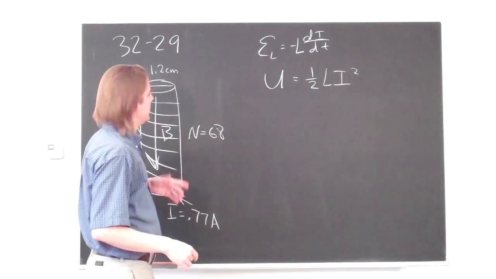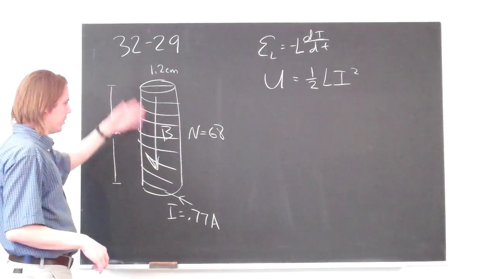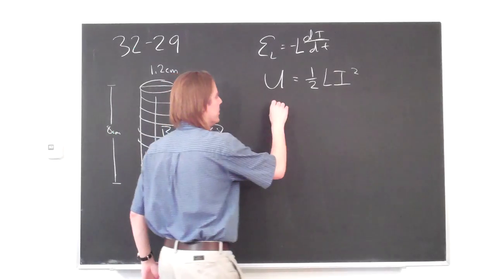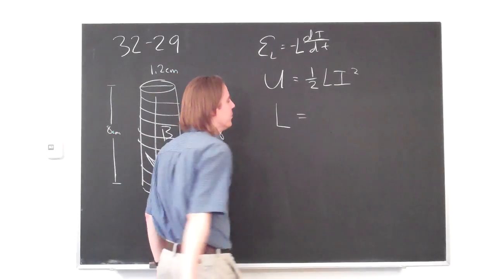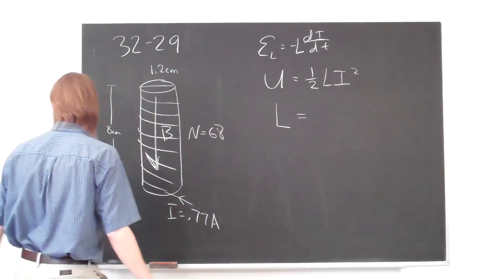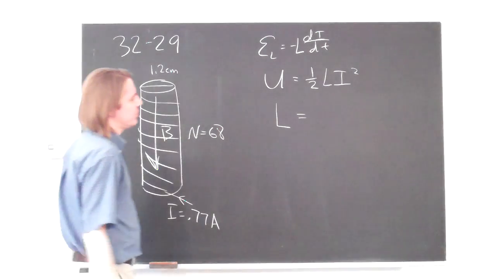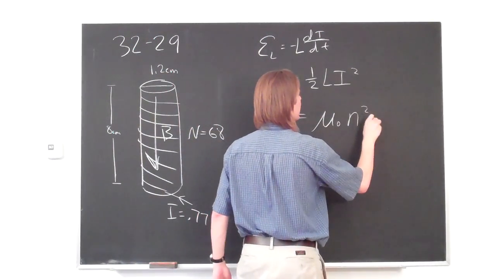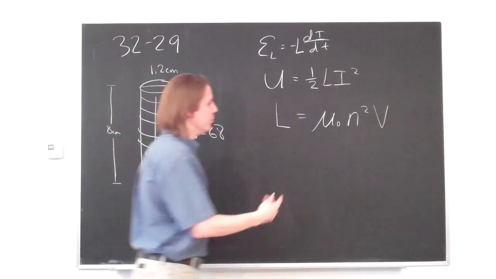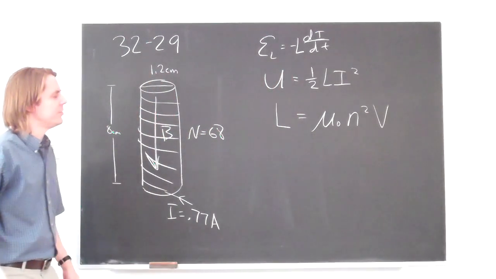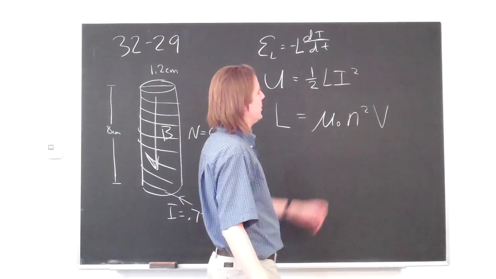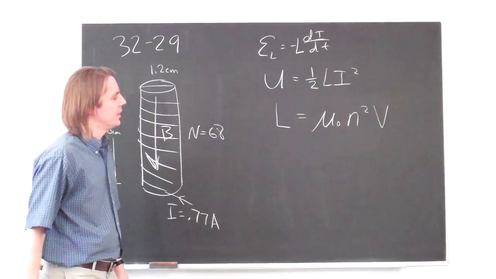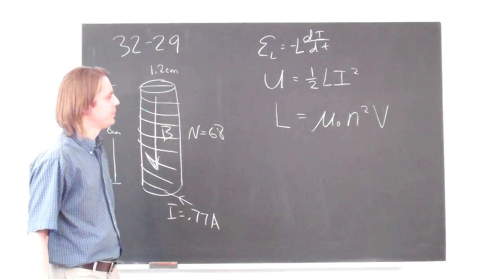So now we just need the inductance of this geometry. Well, if it's an ideal solenoid, that's one of the equations you definitely want to memorize for the test. The inductance of an ideal solenoid, you can write it a bunch of ways. The easiest one to memorize is probably mu naught n squared V. Mu naught is, of course, the permeability of free space, n, the little n, means the number of turns per unit length, and V is the volume.